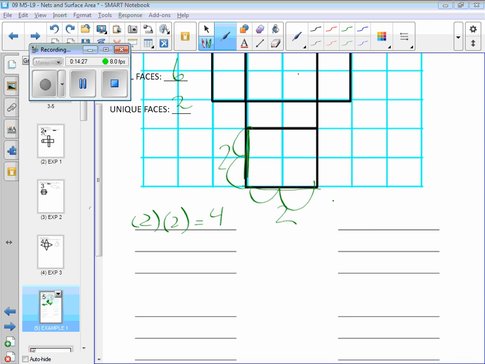Okay, the second unique shape. What are the measurements of the second unique shape? Mallory. 2 by 1. What's the area of the second unique shape? What's the area? Okay.